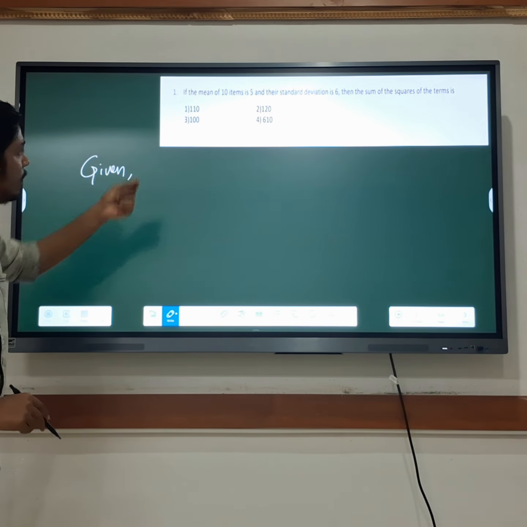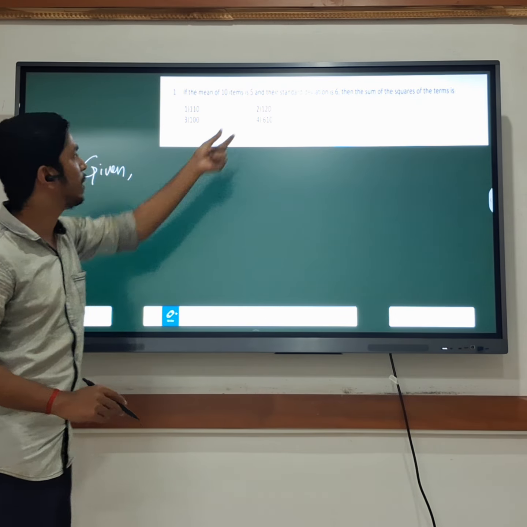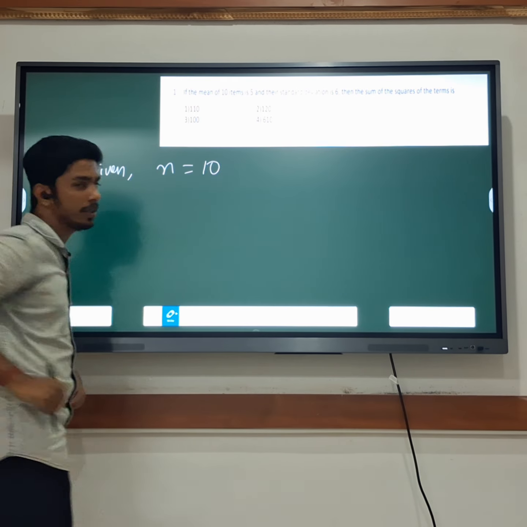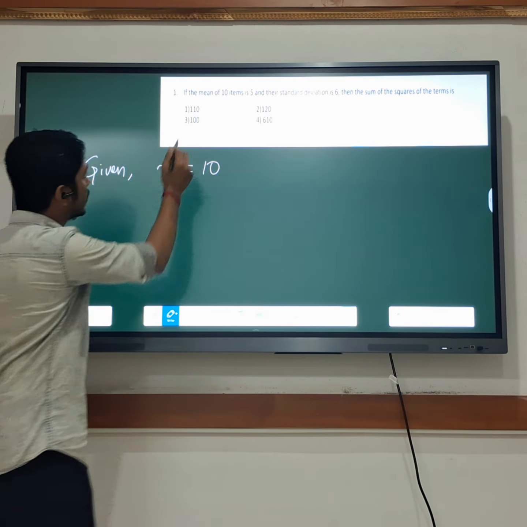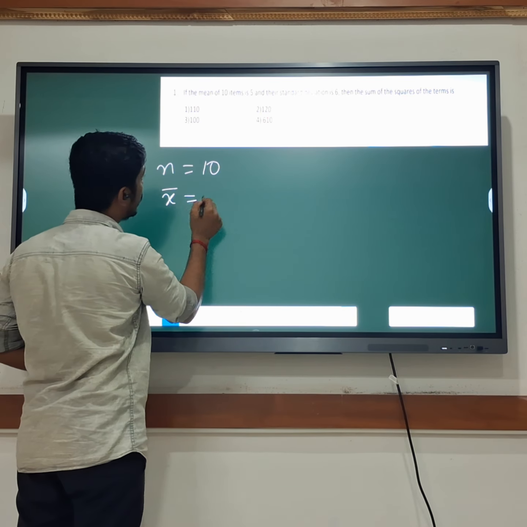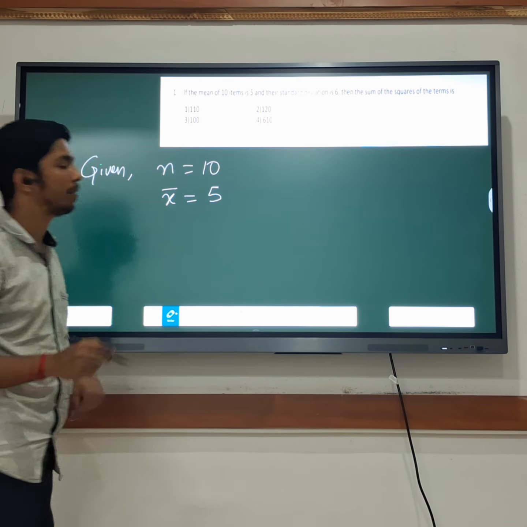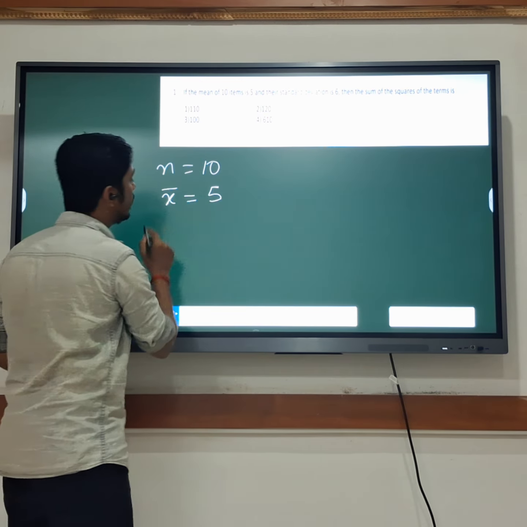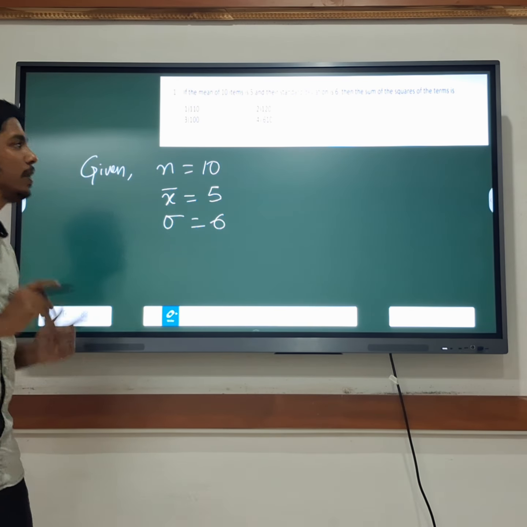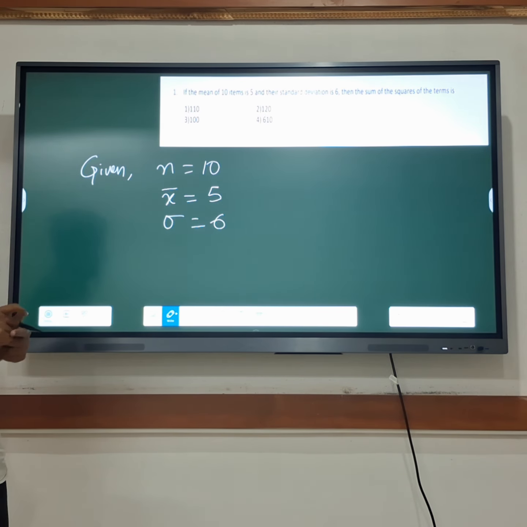What is given? The mean of 10 items is 5, meaning n is equal to 10. Mean means x bar is equal to 5, and the standard deviation is 6, so sigma is equal to 6. We have to find the sum of the squares of the observations.